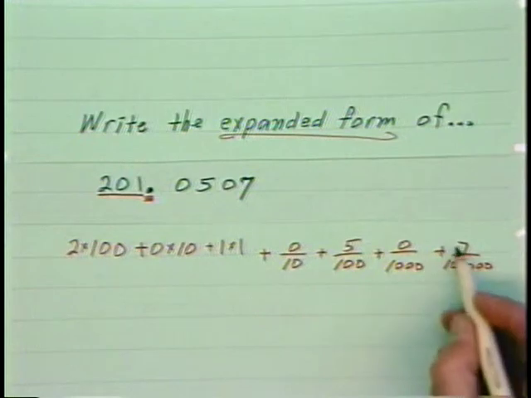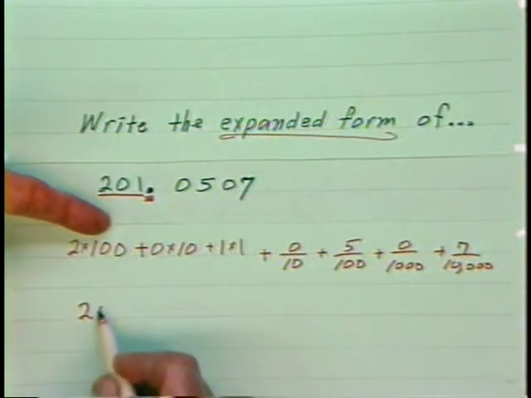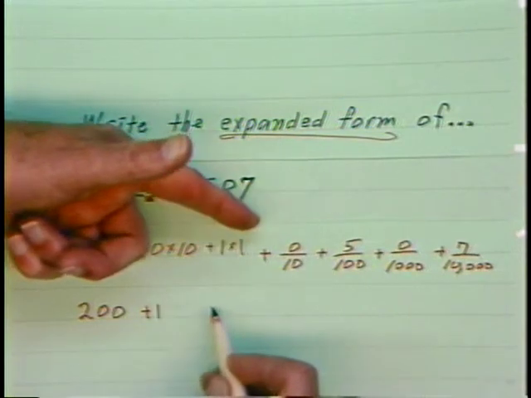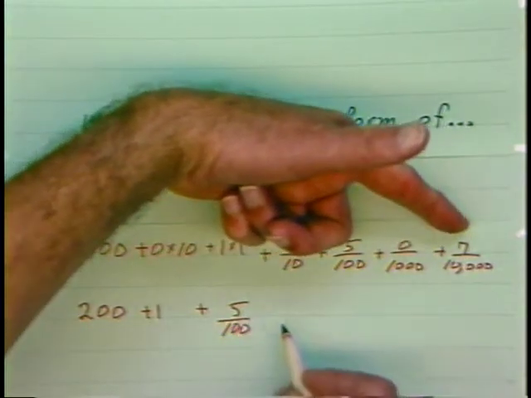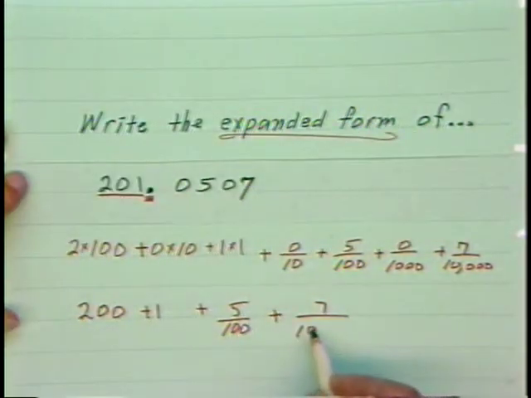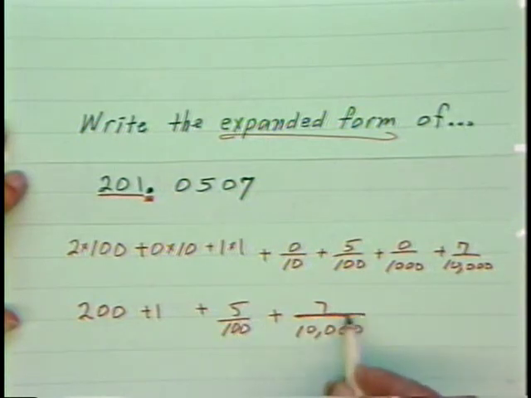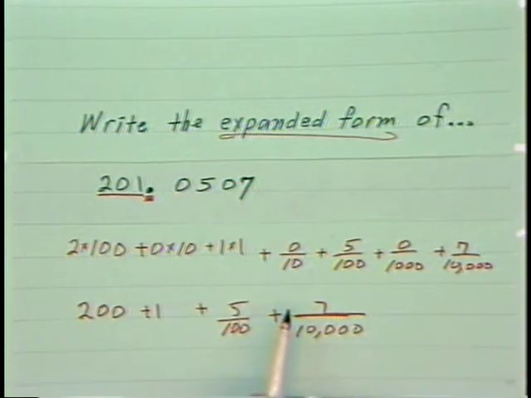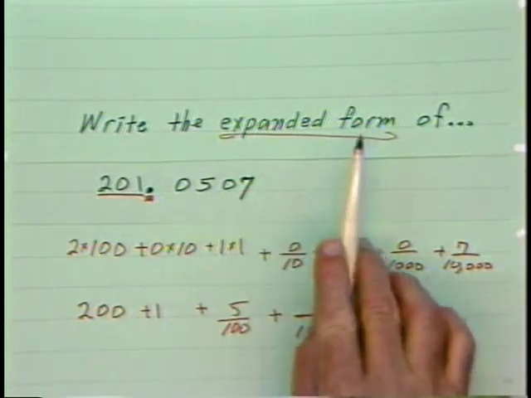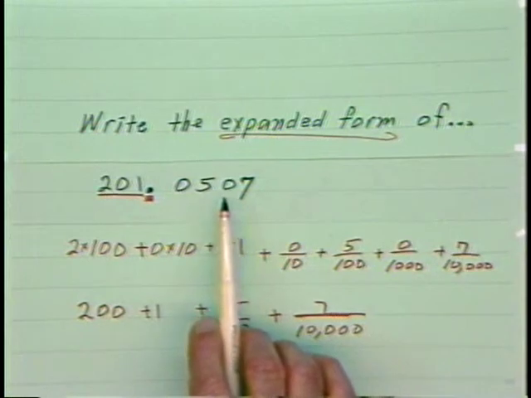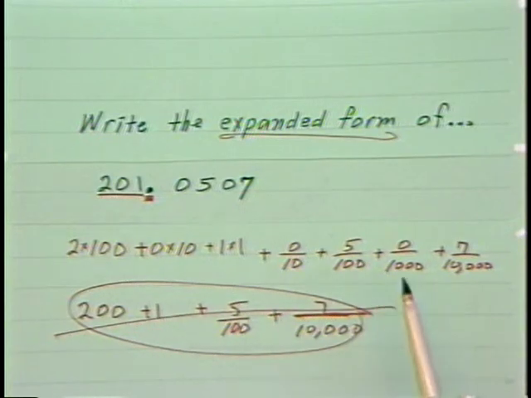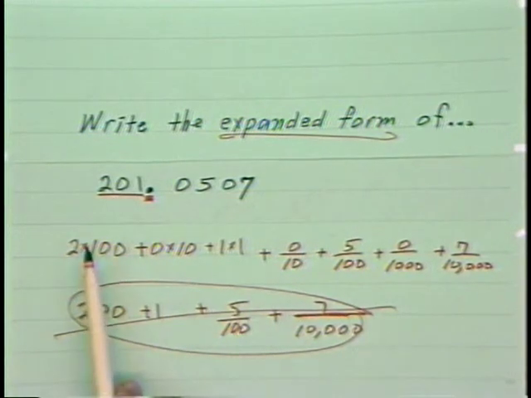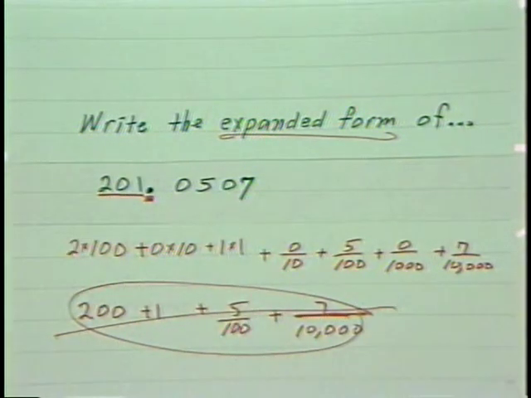And sometimes we will shortcut this by simply saying I have 2 hundred, a 1, 5 hundredths, and 7 ten-thousandths. Usually when you need this expanded form of a number, particularly in math for elementary teachers, this form would be negated in favor of this so that we can see that every single place from the beginning to end has been accounted for.